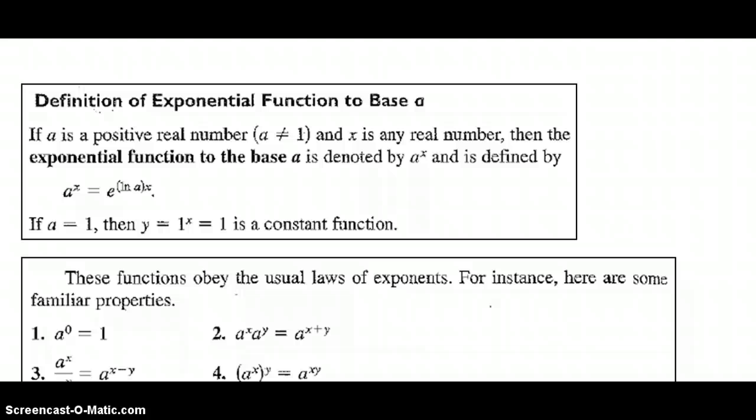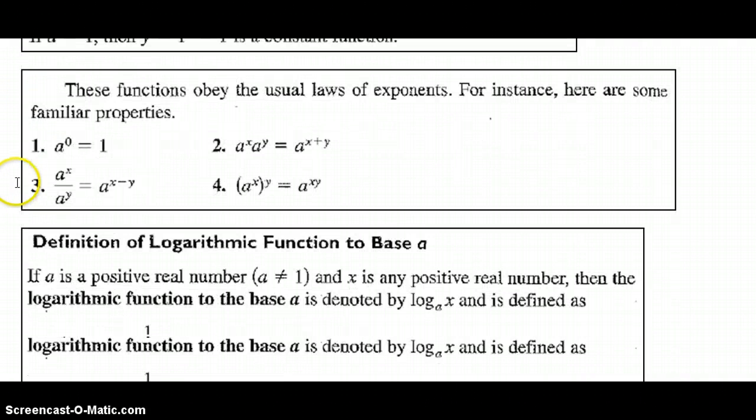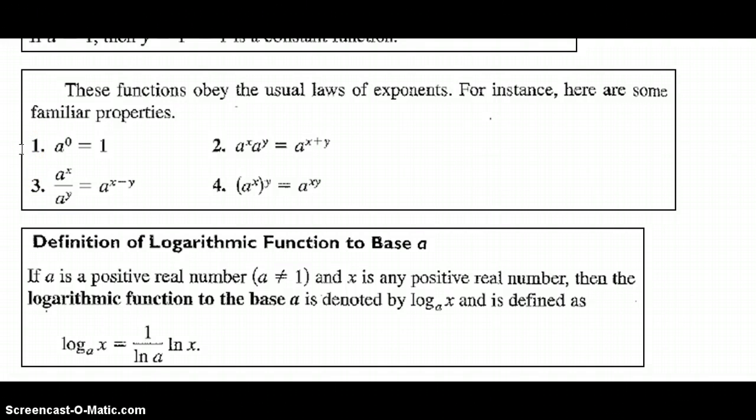A could be any positive real number. You can see here that these functions have the same laws of exponents as any other exponential functions would. And some of the properties are a to the 0 power equals 1. A to the x times a to the y equals a to the x plus y. So when you multiply common bases, you add the exponents. A to the x divided by a to the y equals a to the x minus y. So when you divide common bases, you subtract the exponents. A to the x raised to the y power equals a to the x times y power. So when you have a power raised to a power, you multiply the exponents.